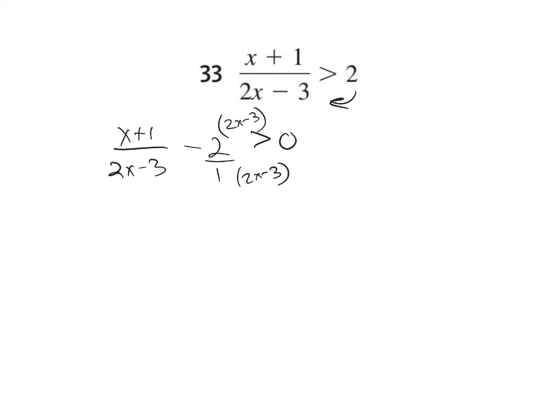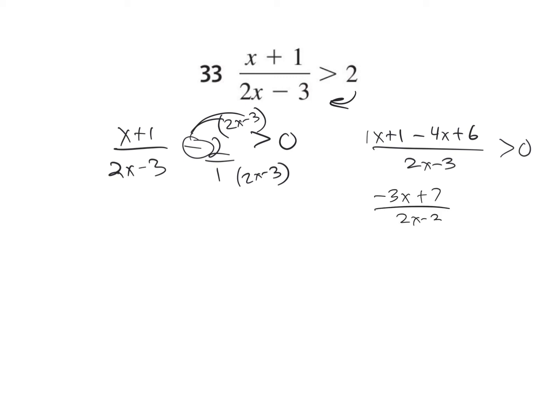Okay? So now what do we have? We have x plus 1 minus 4x plus 6. Don't forget to distribute the minus sign through. All over the 2x minus 3, greater than 0. Simplify. So you get a 1x minus 4x is negative 3x, and 1 plus 6 is 7, all over 2x minus 3, greater than 0. So we're looking for positive. We don't have an equal sign, so everything's going to be open on our number line.